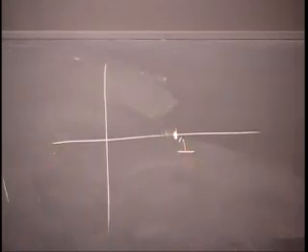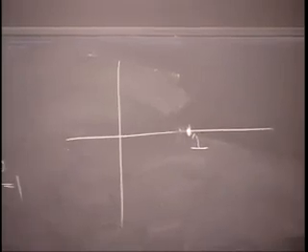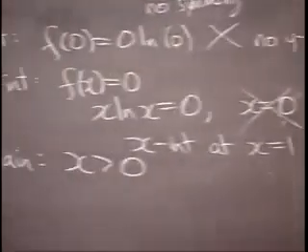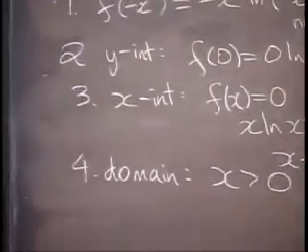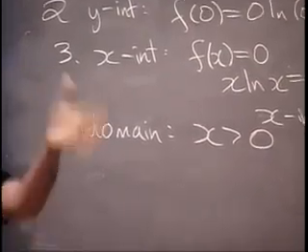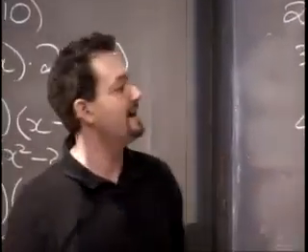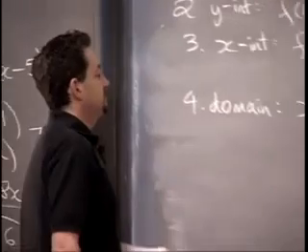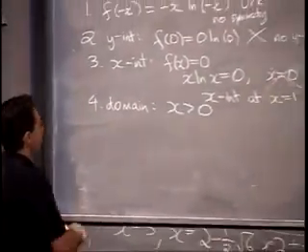Okay, step 4, the domain. Well, log x doesn't exist when x is 0 or negative, so this thing only has domain x greater than 0. And now you can clearly see that there can't be any symmetry. If there was, then the other half of the graph would either be the mirror image or the twisted image, but there is no other half of the graph. So that's the domain.